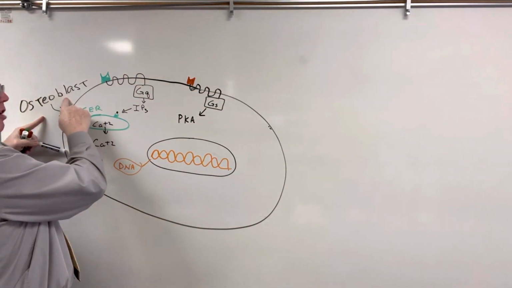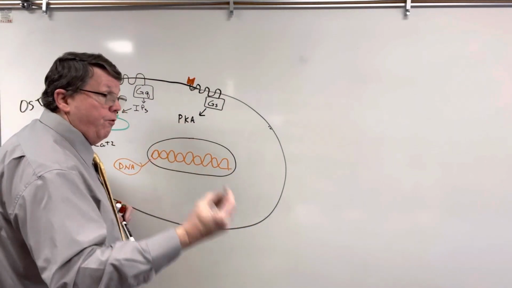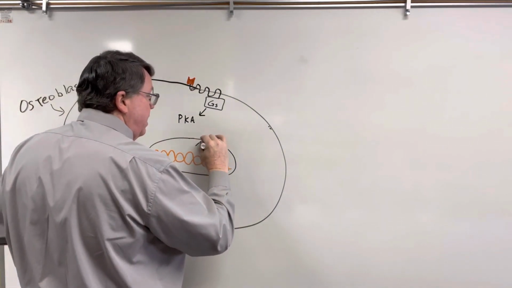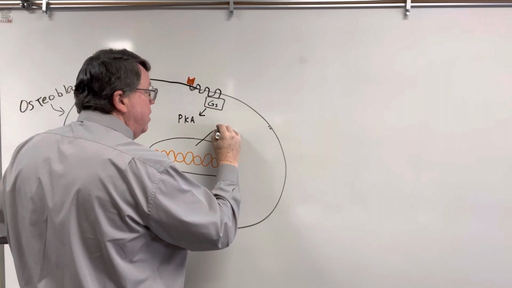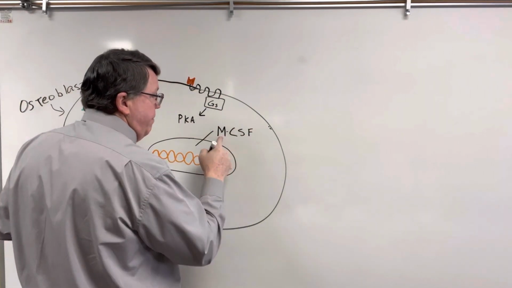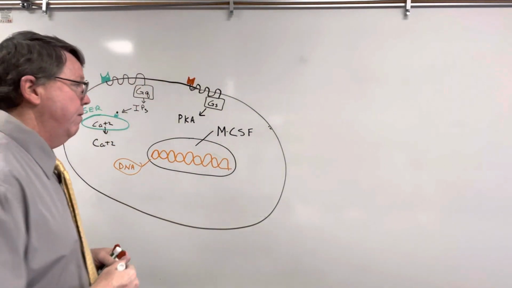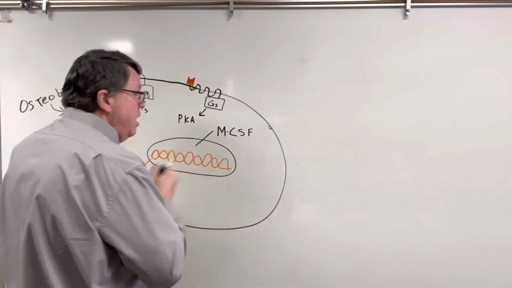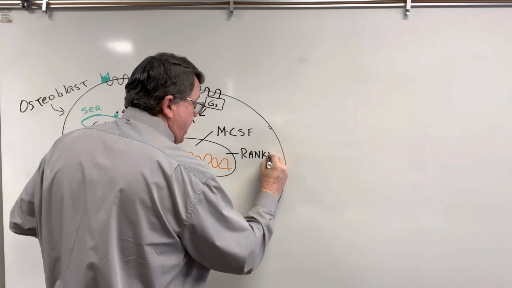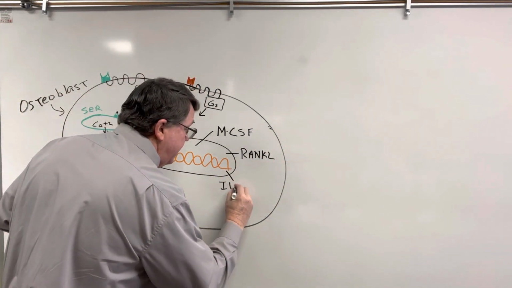So remember, I have my osteoblast. It's going to make things that are going to activate or form osteoclast. So the first thing we're going to have is something called macrophage colony stimulating factor. Macrophage colony stimulating factor. Here's what's going to happen with the macrophage stimulating factor. Well, first let's talk about the other ones. The second one is something called RANKL. All right? And then the third one that we're going to have is interleukin 6.